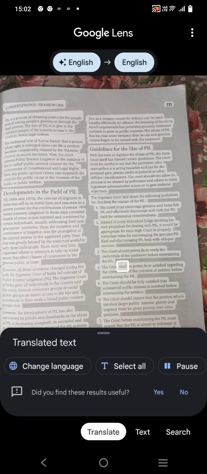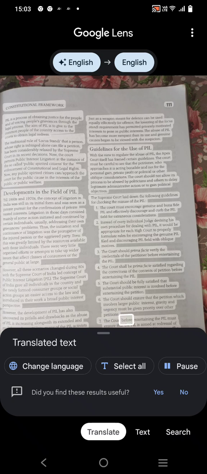4. The court shall be prima facie satisfied regarding the correctness of the contents of the petition before entertaining the PIL. 5. The court should be fully satisfied that substantial public interest is involved before entertaining the petition. 6. The court should ensure that the petition which involves larger public interest, gravity, and urgency must be given priority over other petitions.